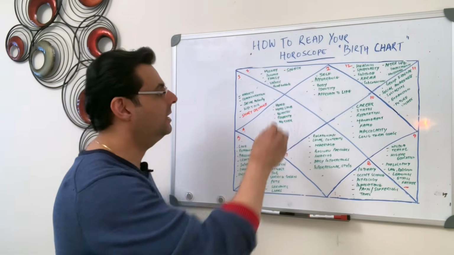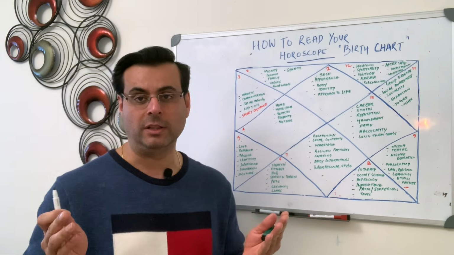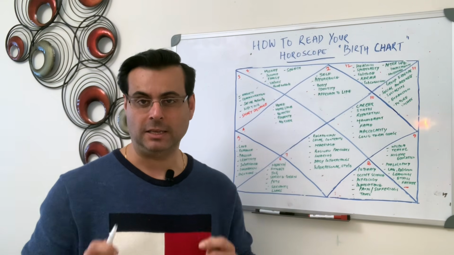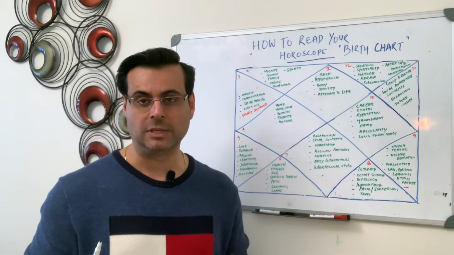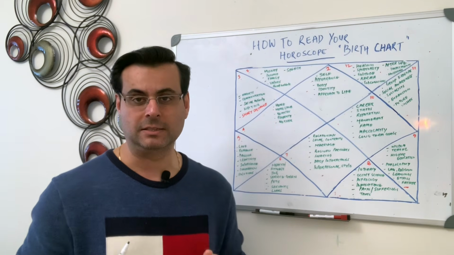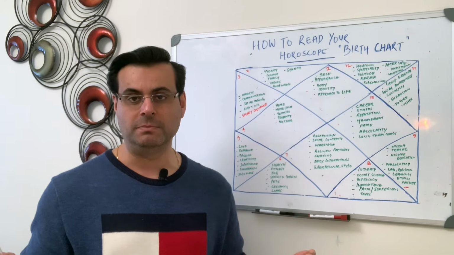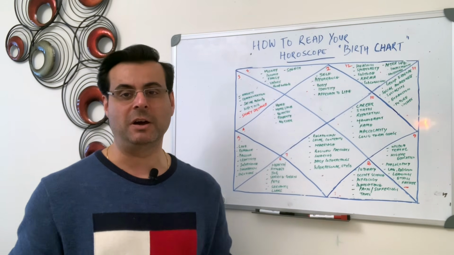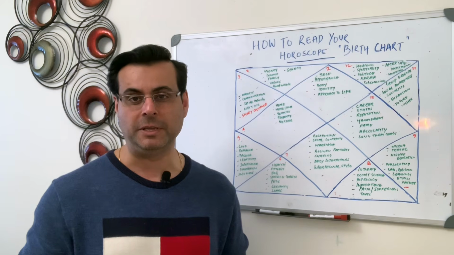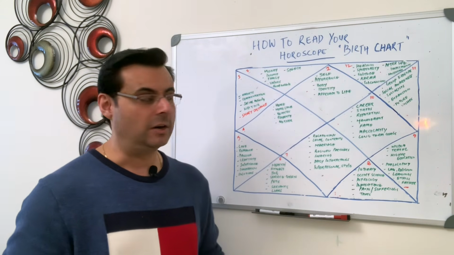So talking about the second house, this is the house of your wealth, of your earned money, of gemstones, the house of your bank balance. It's a very important house nowadays because everything is revolving around money. People want to know how their financial conditions would be in future or at present.